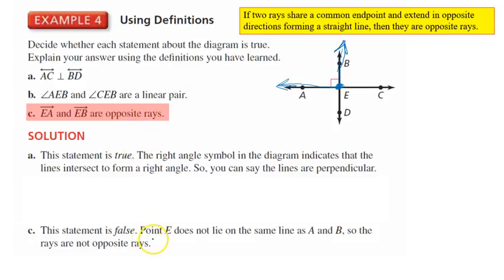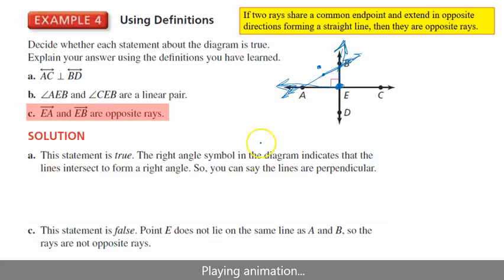Point E does not lie on the same line as A and B, right? E would have to be in between them for them to be opposite rays. And remember, in geometry, the definition of the word between means that it's collinear. It has to be collinear to be between. Anywho, playing animation.